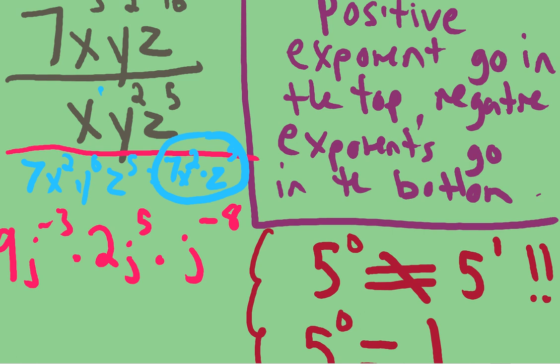Rewrite the expression for this next one, the pink one. 9 times 2 times j to the -3 times j to the 5 times j to the -8. The base is the same and you're multiplying, so we're going to add the exponents. You're going to multiply the coefficients. That gives you 18j. -3 plus 5: you owe $3, someone gives you 5, you have $2 now. And then you're taking away 8. You're doing -3 plus 5 plus -8. That's like saying 2 minus 8, which would give you -6.